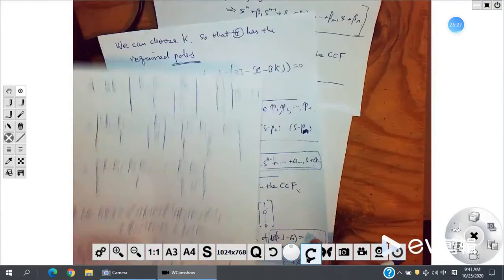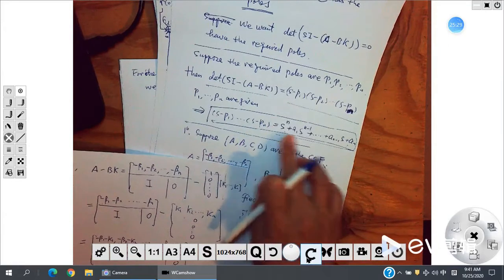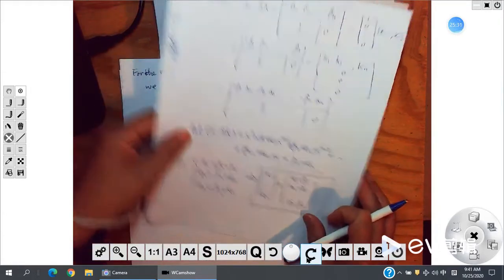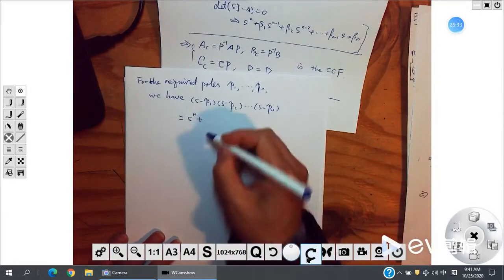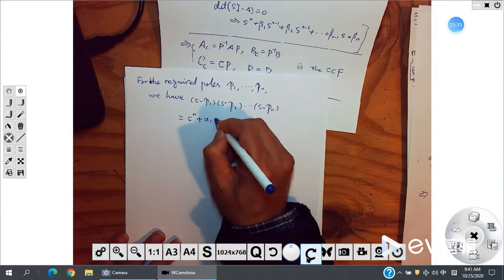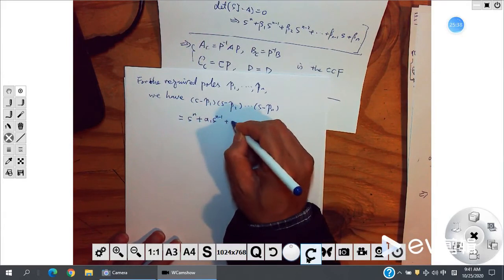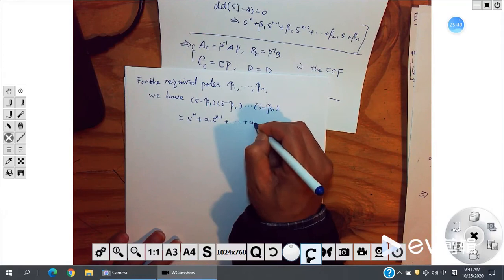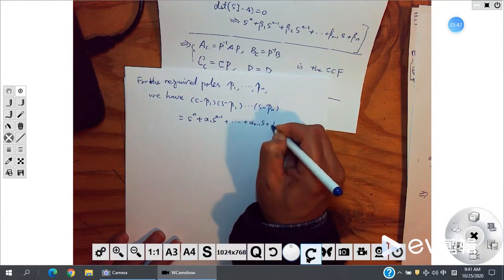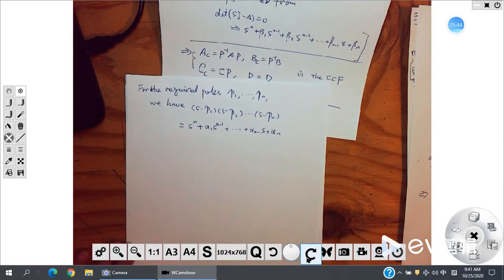I use the same notation. This is a piece. So this one, yeah, it's alpha. It's alpha 1 s to the n minus 1 plus until alpha n minus 1 s plus alpha n. Okay. We have these.